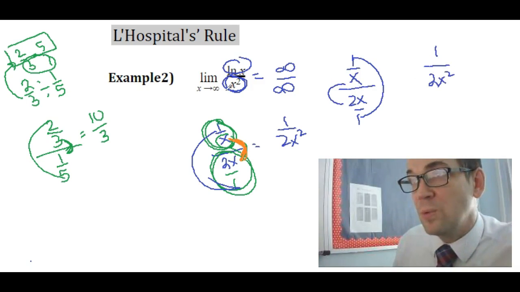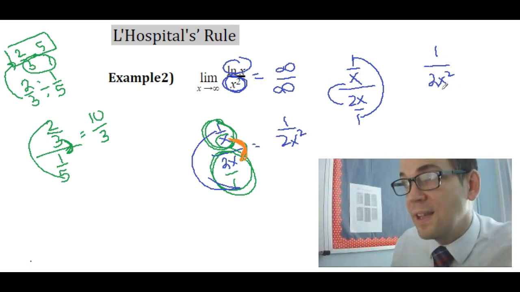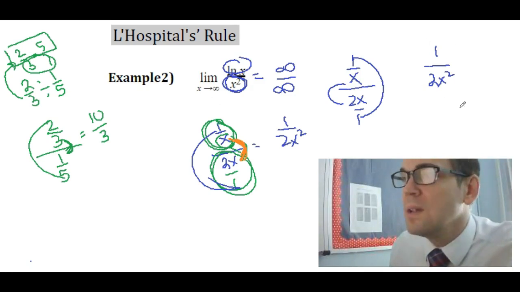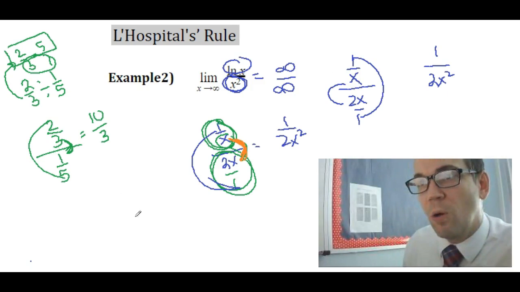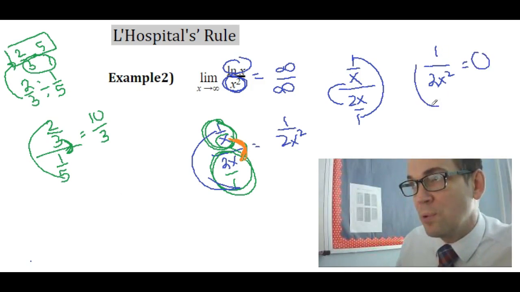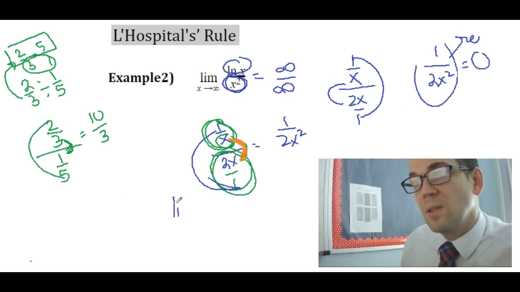And as x goes to infinity, this gets gigantically huge, and 1 over gigantically huge is very, very tiny, so it goes to 0. So ultimately, that limit would approach 0. So the limit as x approaches infinity of natural log of x over x squared is going to equal 0.